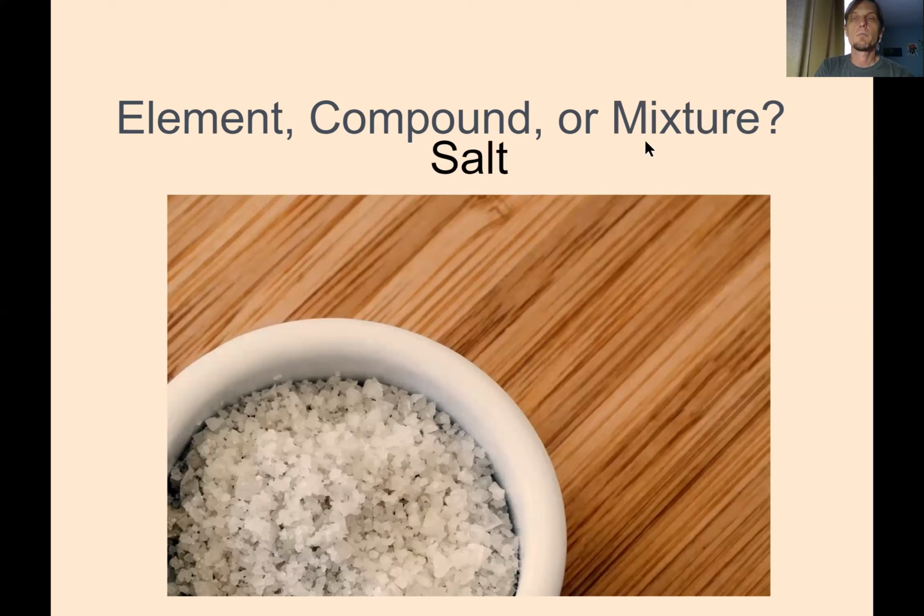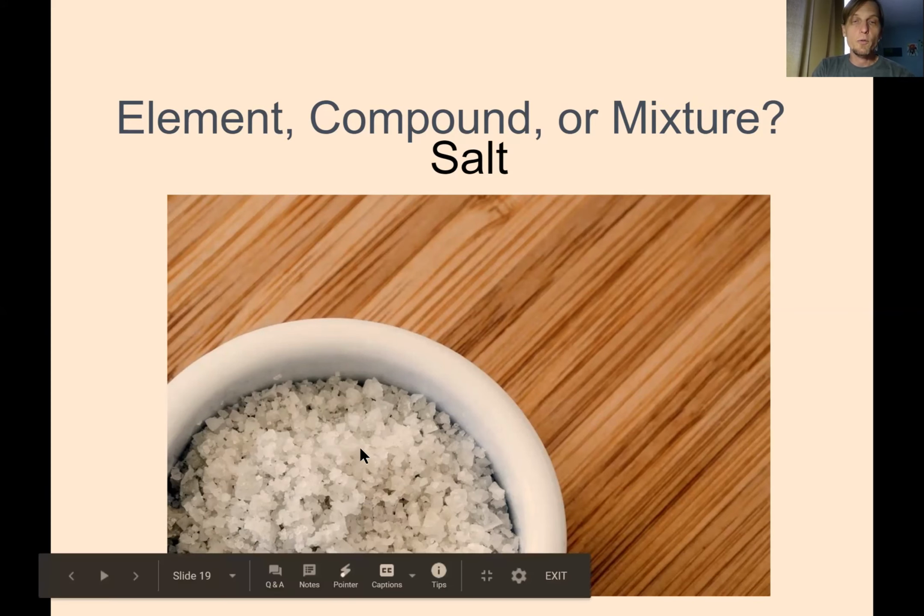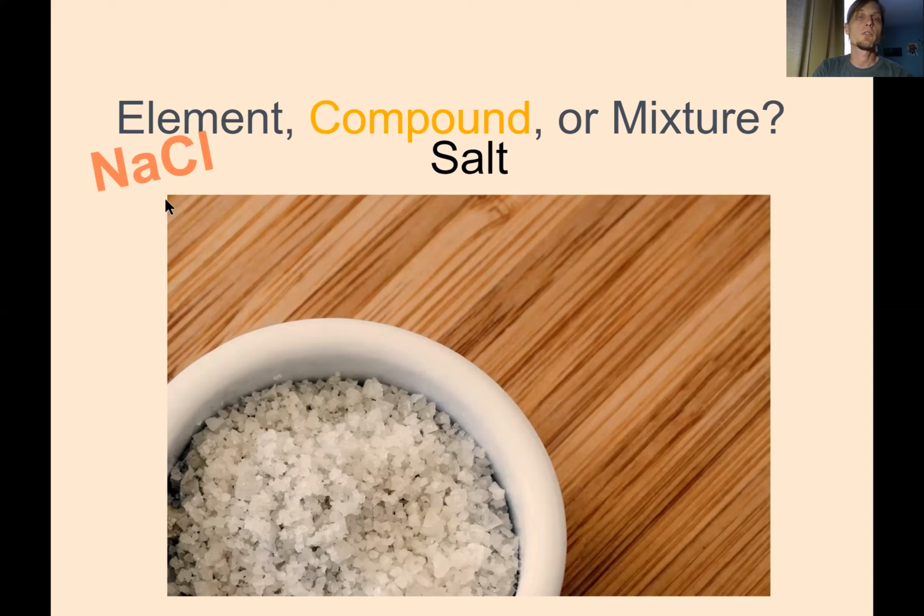Salt. Element, compound, or mixture. Again, you will not find the element salt on a periodic table. Salt by itself, it's white crystals just like sugar was. Therefore, it is a compound. It's made of 2 elements, actually. Compounds are 2 or more. So here we have sodium and chlorine.